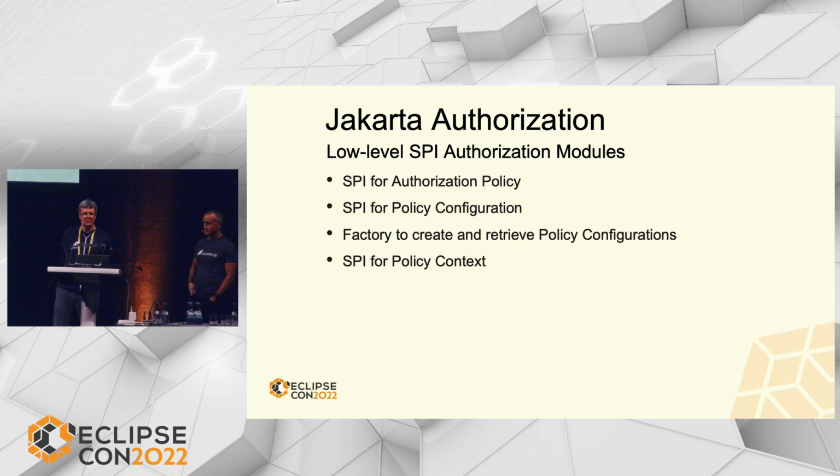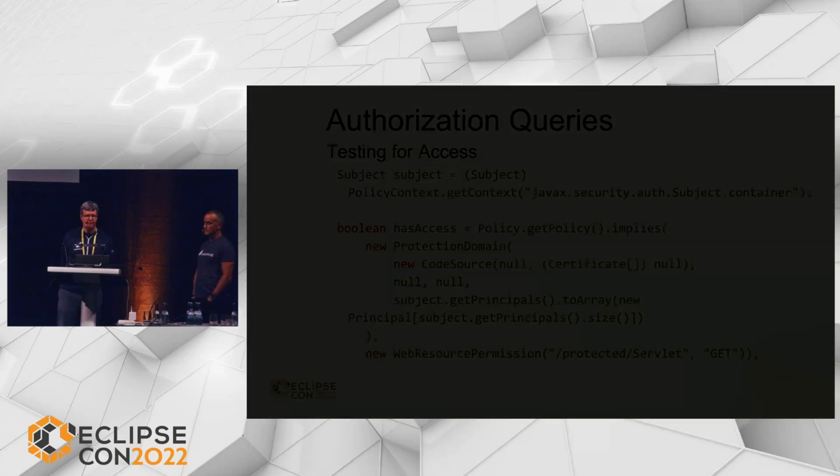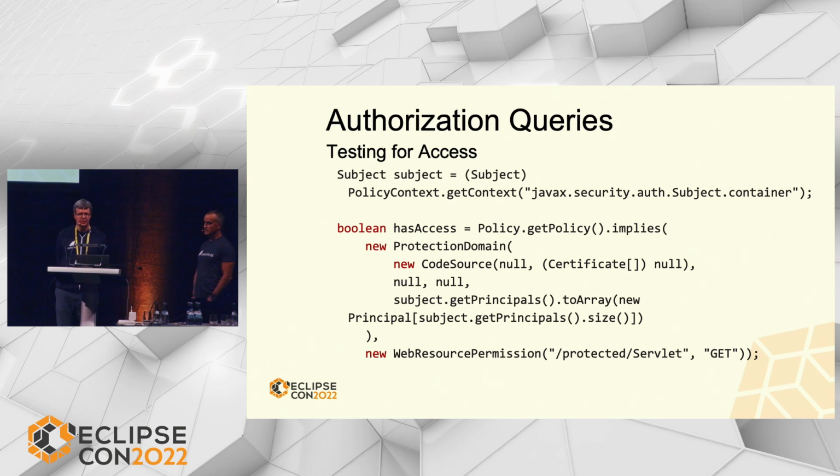Then the next spec is Jakarta Authorization. It's again a lower-level SPI-like authorization module for authorization policies, for configuring these policies, and to create policy configurations using a factory, as well as a SPI for the policy context. Here's an example.